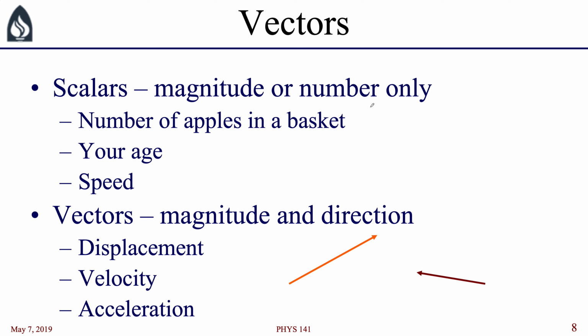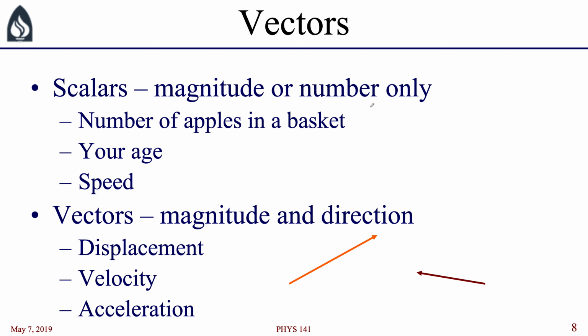So for example, the number of apples in a basket would be a scalar. Your age would be a scalar, and speed is a scalar. It only has a magnitude or an amount. Now, scalars can be both positive or negative. In a way, your age would be negative if you were considering a time before you were born.